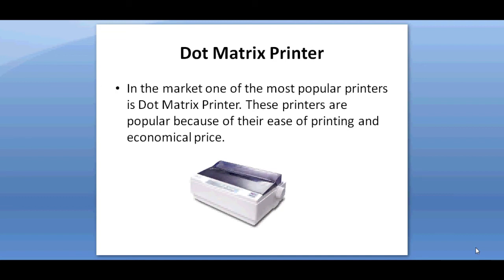The pins strike the ribbon as the print mechanism moves across the entire print line in both directions, from left to right, then right to left, and so on. The user can produce a color output with a dot matrix printer also. Dot matrix printers are inexpensive and typically print at a speed of 100 to 600 characters per second.